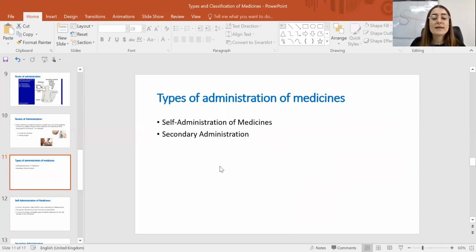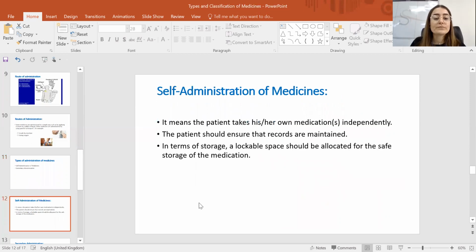There are 2 types of administration of medicines. First one, self-administration of medicine. Second one, secondary administration. In general, self-administration of medicines means the patient takes his or her own medications independently. The patient should ensure that records are maintained. Also in self-administration, the patient should keep clear records about medicines, and in terms of storage, a lockable space should be allocated for the safe storage of medicines.